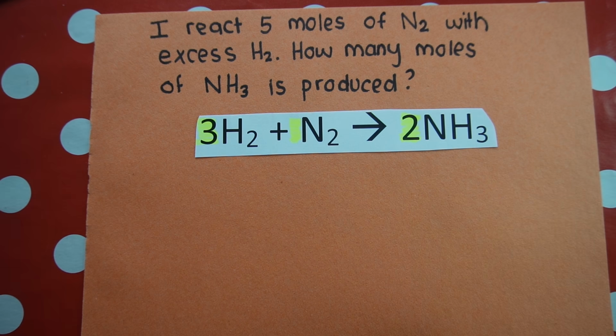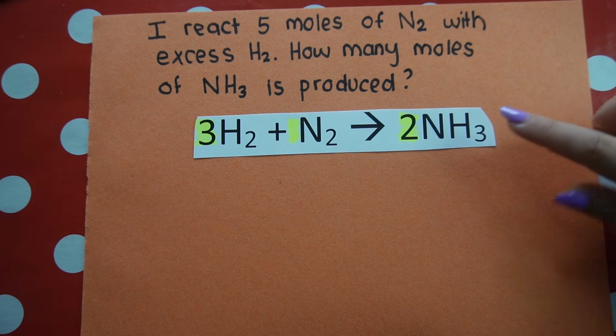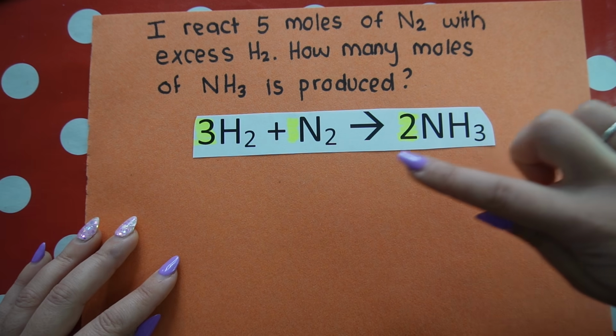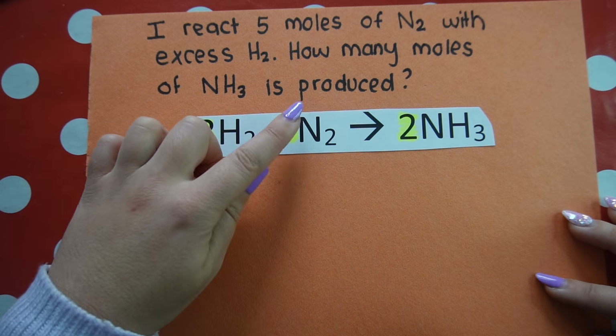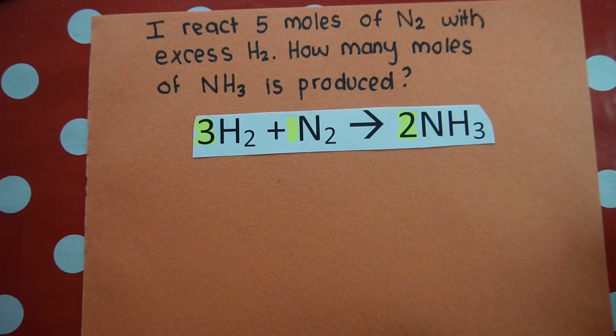Now how this works is as follows. I hope that you can first see that I only have information about nitrogen. I only have the number of moles of nitrogen. But now I am asking for the number of moles of ammonia. So the first thing that you need to notice is I'm moving across the equation. I'm moving from one compound or one molecule or one element to another compound, molecule or element. And when we do this, we need to use a mole ratio.